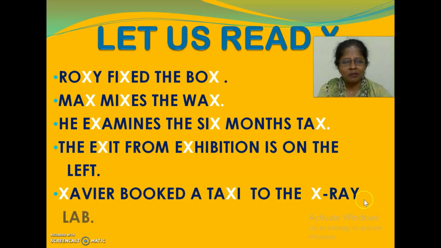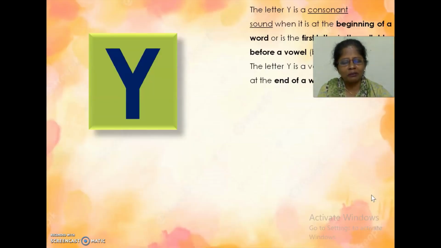Okay, so that was about the X. Look for the position of it and identify it. Now, another tricky sound. This is the English alphabet Y. It makes the sound 'ee'.